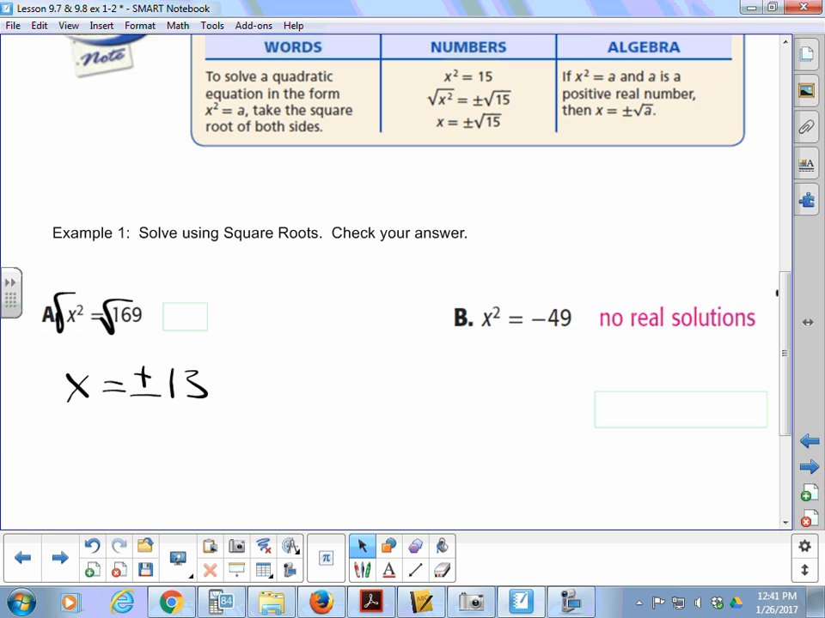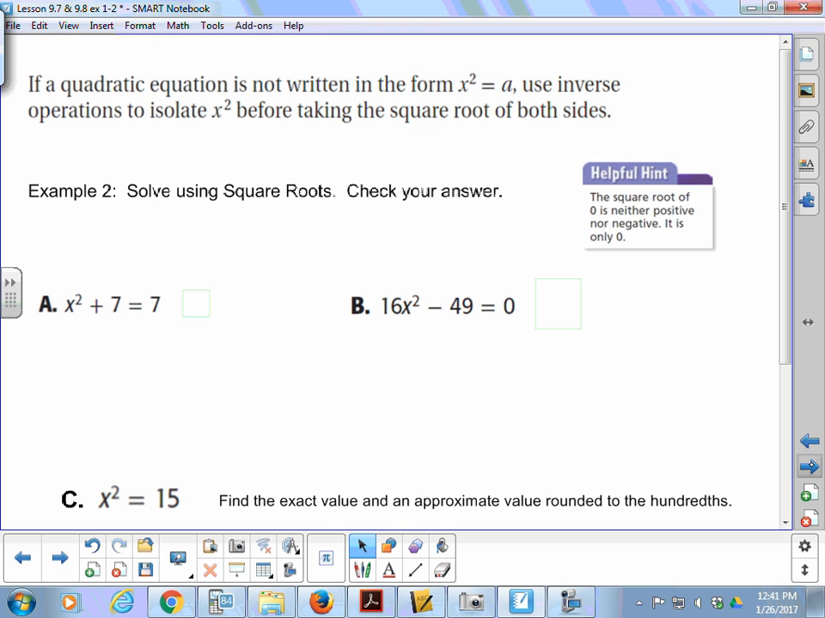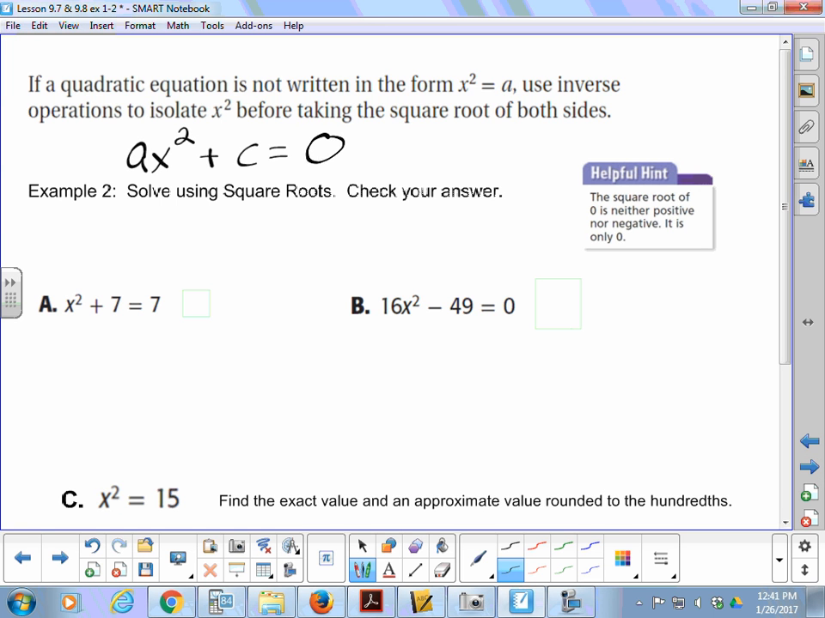So this is a situation where it's already set up. X squared equals a. So what if it's not set up that way? So what if it's set up so that we have ax squared plus c equals 0. So if it's set up like ax squared plus c equals 0, then the first thing we want to do is isolate the squared term. All right, so that means we want to get x squared by itself. So if it's not written in this form, then we want to get it in that form.